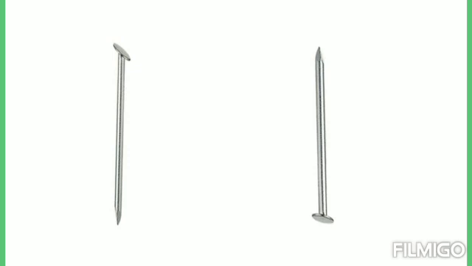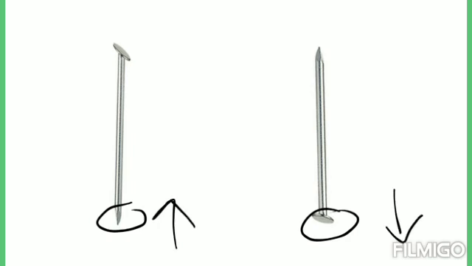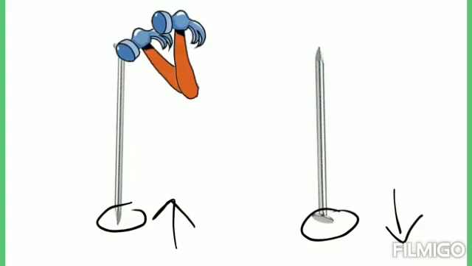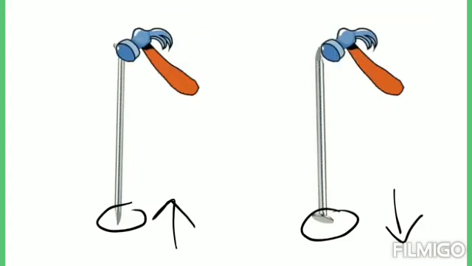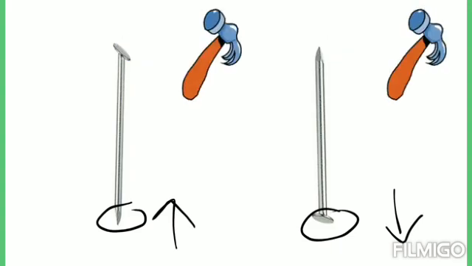You can see that this area is smaller when compared to this area. Remember, smaller the area, the larger will be the pressure. And larger the area, smaller will be the pressure. Hence, the force that is applied with a hammer is sufficient to push the pointed end of the nail into the wooden plank, whereas the same force applied with the hammer is not sufficient to push the head of the nail into the wooden plank.